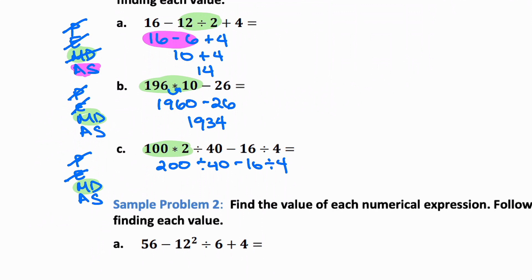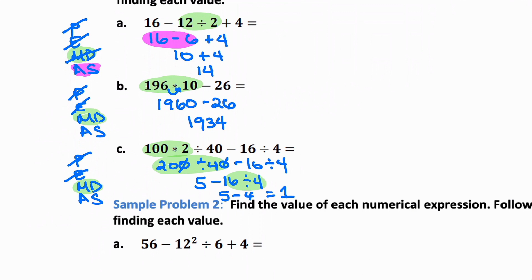There's still a couple of division problems. So again, we're going to go from left to right, and I'm going to find the first multiplication or division, which is this one. 200 divided by 40. There's a trick where you can eliminate zeros when dividing like that. You take 20 divided by 4. That gives me 5 minus 16 divided by 4. I'm still not done with multiplication and division. I see another division problem here. 16 divided by 4 is going to give me 4. So I get a 5 minus 4, and the answer is finally 1.